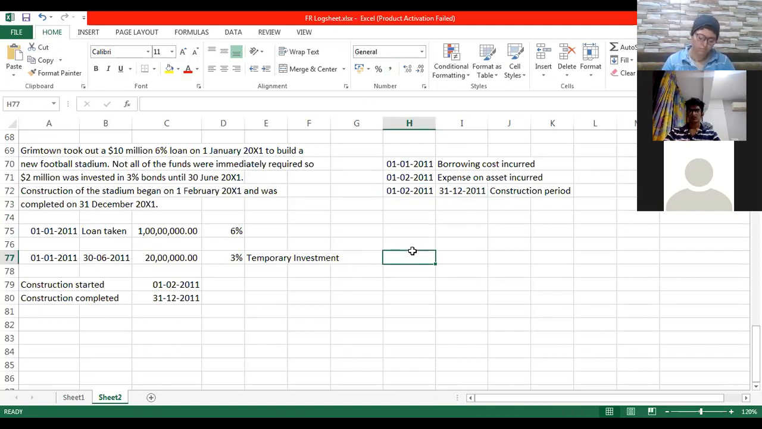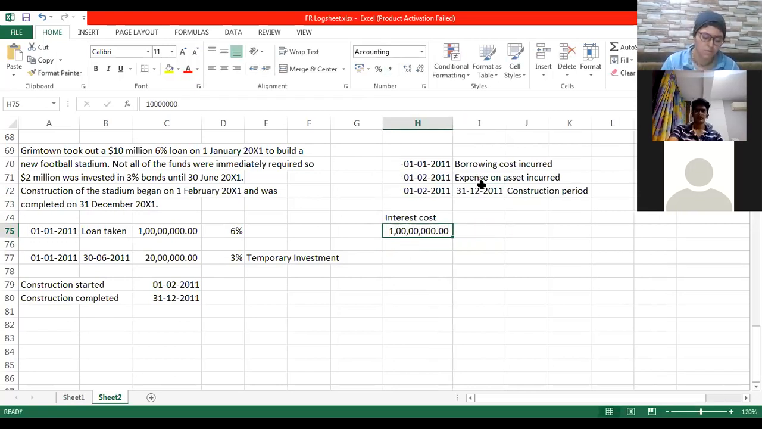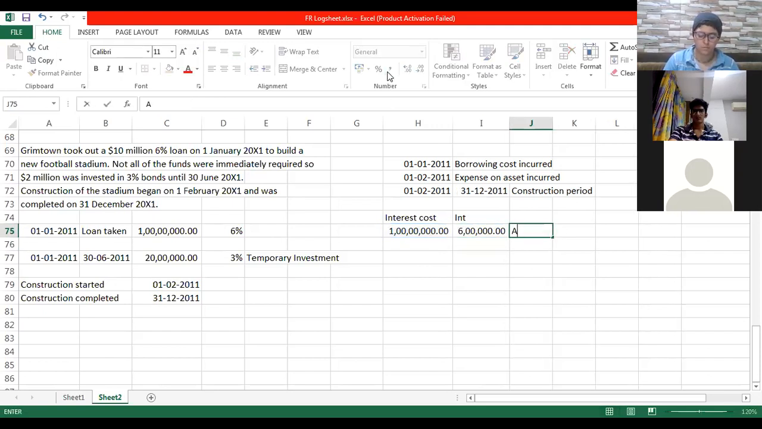So now, first of all, how much is the loan? 1 crore. So what is the interest cost? That is 600,000 interest, at 6%. So this is into 6 divided by 100. So 6 lakhs is the annual interest.